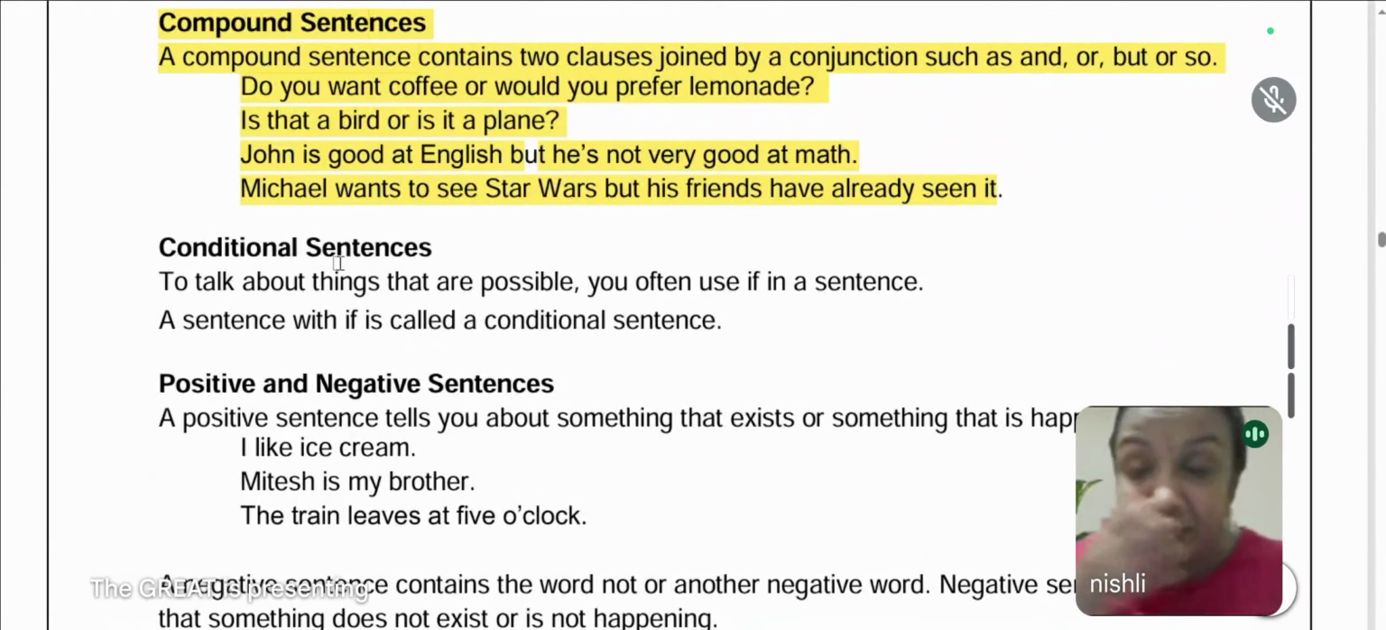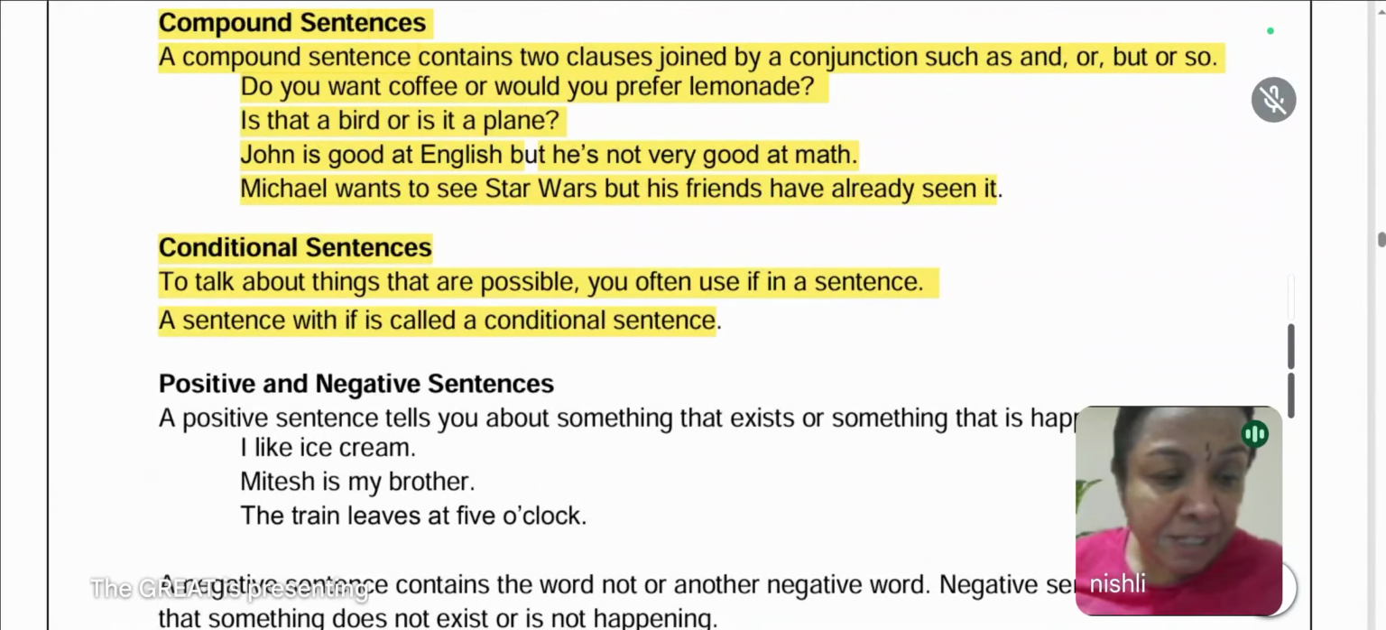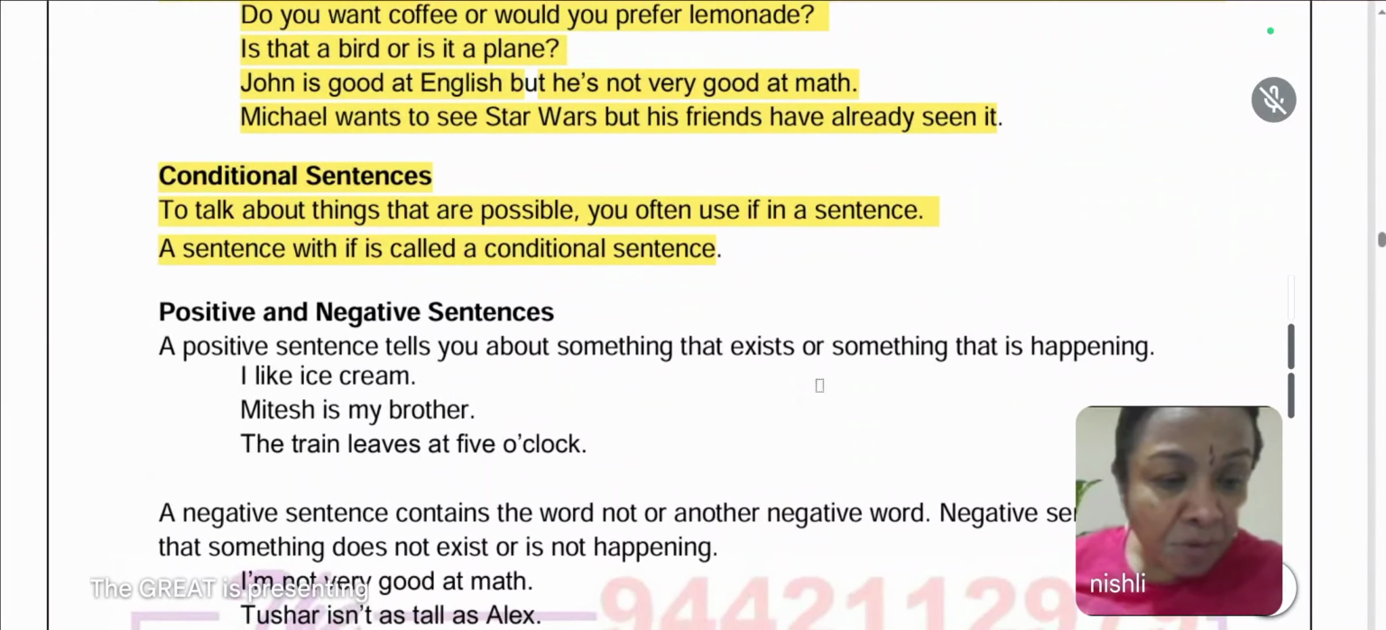Then conditional sentences. As I told you, it will come with a condition. To talk about things that are possible, you often use if in a sentence. A sentence with if is called a conditional sentence. If usually comes with a condition. If you do this, I will do this. So it's a condition given.